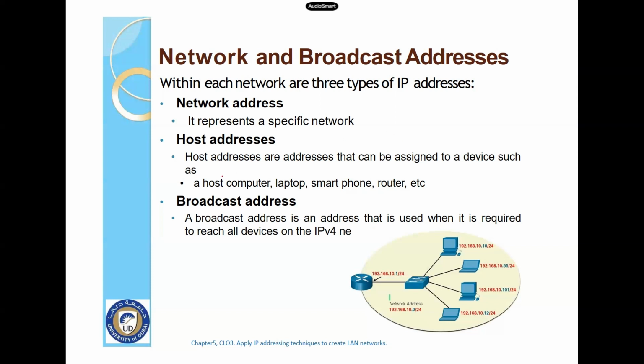So within each network, there are three types of addresses. There's the network address, with host part equal to 0. And there is the host address that ranges from 1 to 254 at the host part, an address that can be assigned to a device such as a host computer or laptop. And then there is the broadcast, where you have the host part equal to 255. A broadcast address is used when it is required to reach all devices.